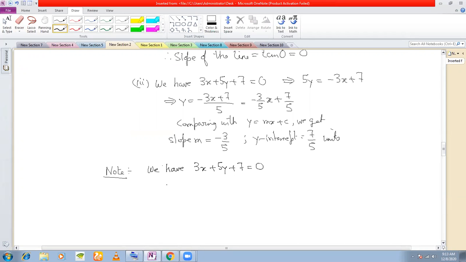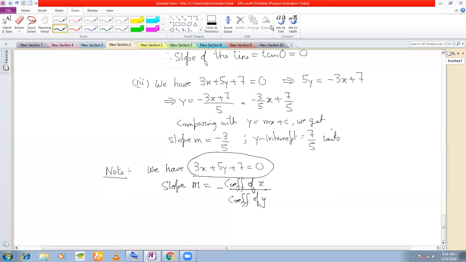You can remember this formula. Slope m is equal to the slope of this line. Remember, whenever it is given to you in the general form, without even converting it to the slope intercept form, you can find out the slope. How will you find out the slope? It is minus coefficient of x divided by coefficient of y. That is the formula. You can remember, this will be very useful. You can find out the slope in one line.